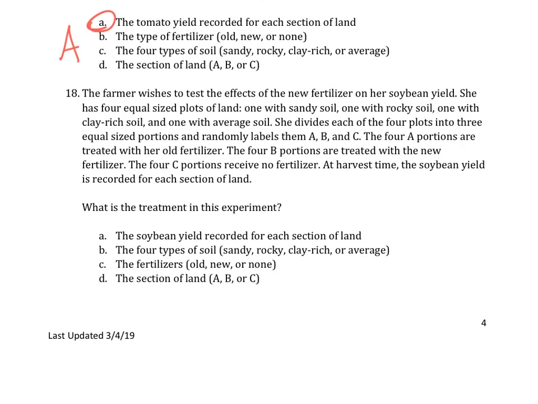And our soil again. What is the treatment, though, this time? This is what are you applying to your subjects, in this case, our tomato plants. And here we're doing the different fertilizer. So the different types of fertilizers, the old one, the new one, and the no fertilizer. So that'd be letter C.